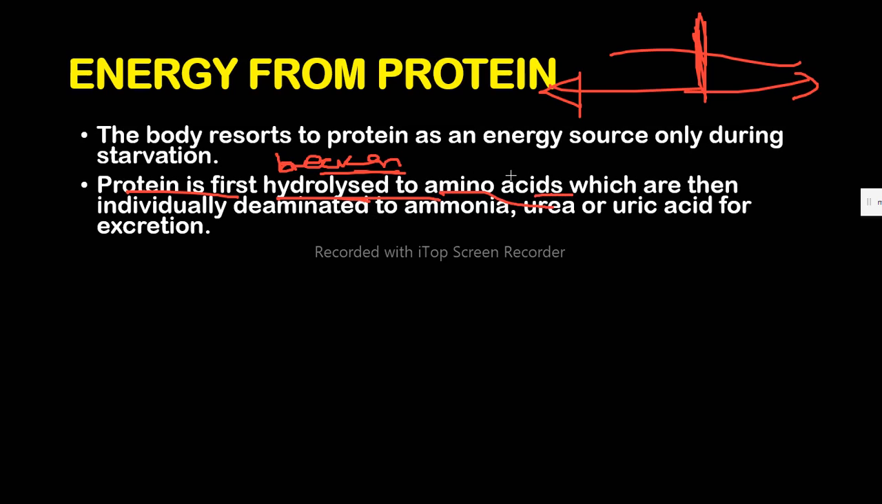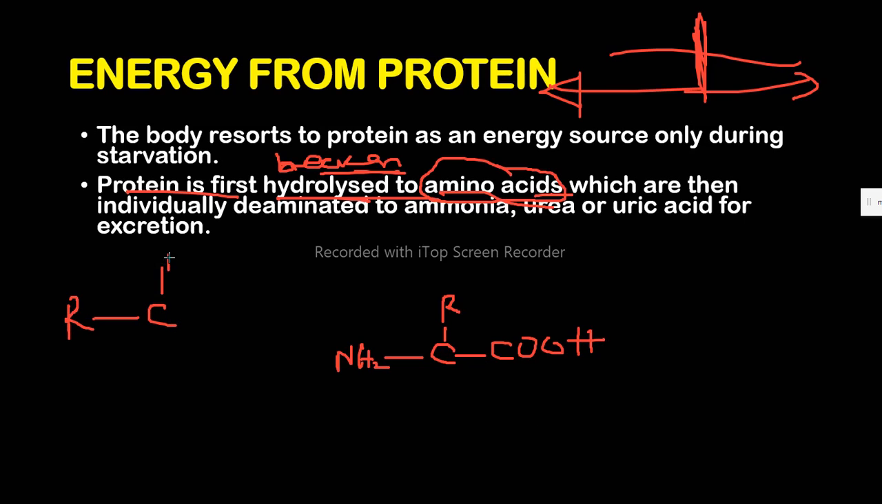Then, after you've formed your individual amino acids, maybe just a brief reminder, an amino acid is like this: NH2, okay? And then you have C, you have R here, and then you have COOH. If I draw it this way and put the amino group here, it is the same thing. And then I put the COOH.